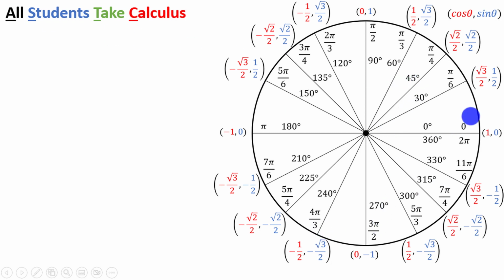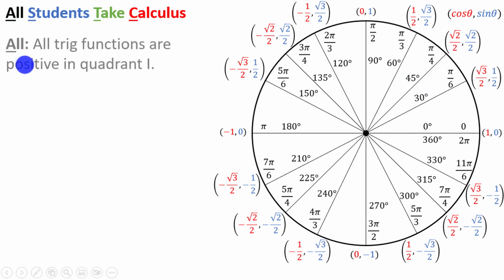In the very first quadrant here, it's all, which means that all trig functions, and therefore all of our coordinates, are going to be positive in the first quadrant. So see here, all the coordinates are positive in the first quadrant. That also means that cosine is positive and sine is positive, and tangent would also be positive. So all trig functions are positive in the first quadrant.